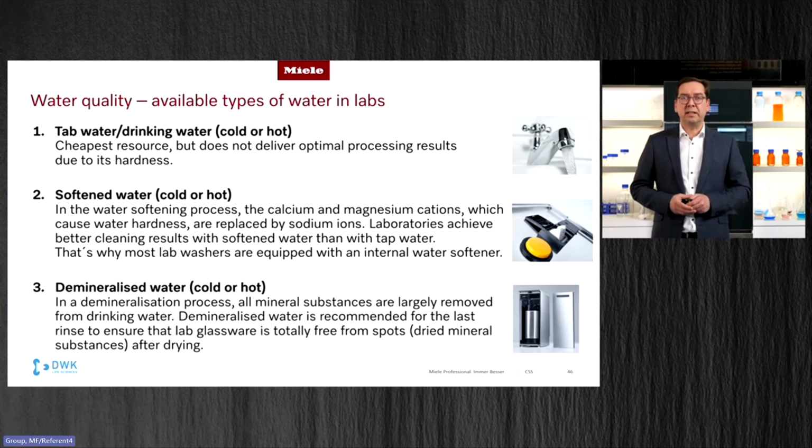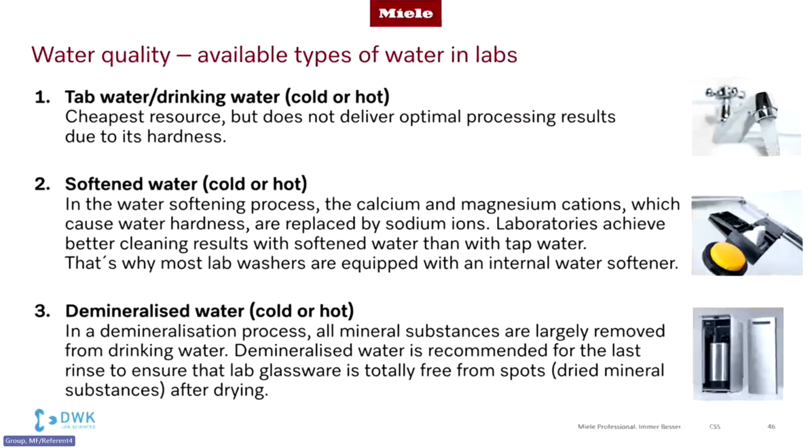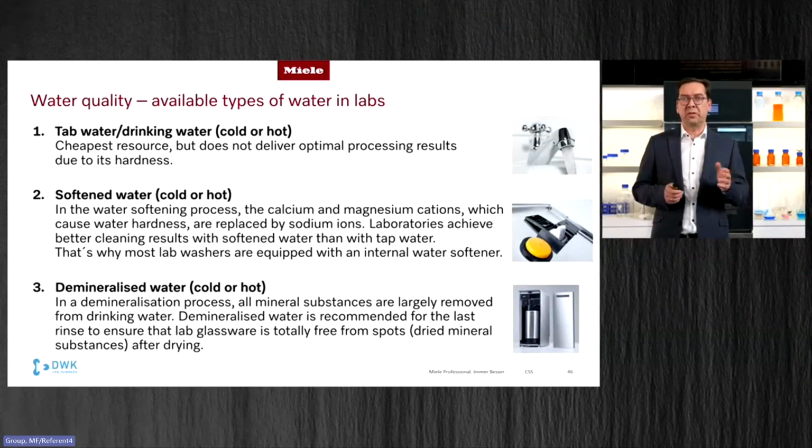And the third water quality I want to introduce you to is demineralized water. When you do a final rinse in your machine, before you start the drying process, it's always recommended to use demineralized water. And as the name says, it's more or less free from any kind of mineral substances. So it's really pure water, and that really ensures that after the drying phase, you will not find any gray or white spots on your surfaces. So your glassware will be really shiny.